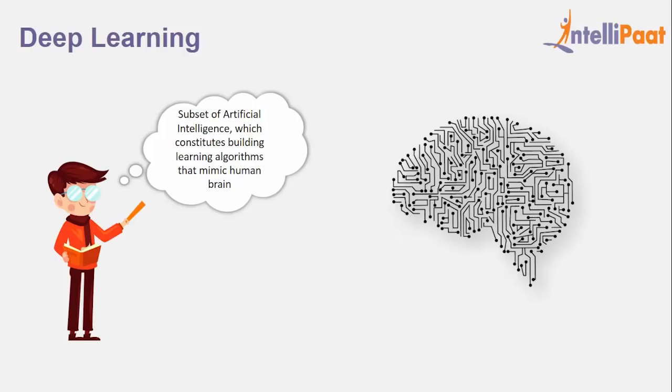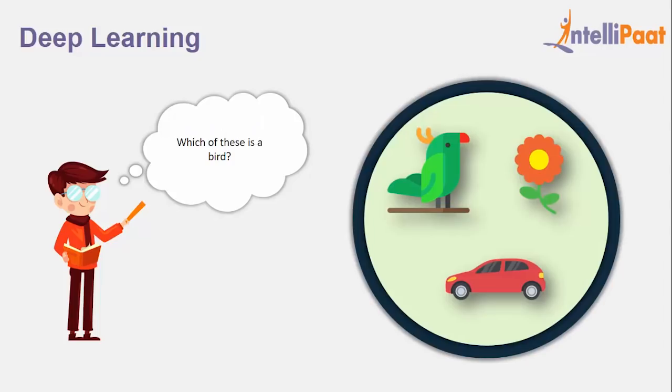So deep learning is a field where we implement algorithms to mimic the human brain. Or simply put, we teach the computers how to learn. Let's understand deep learning with this example over here. I'll show you a set of three objects, a car, a flower, and a bird, and ask you to identify which of these is a bird. It would be very easy for you to identify the bird out of these three objects, wouldn't it?